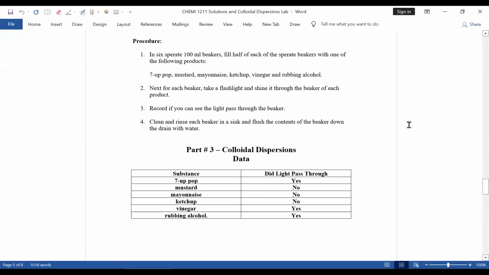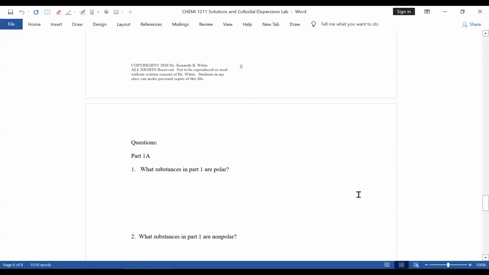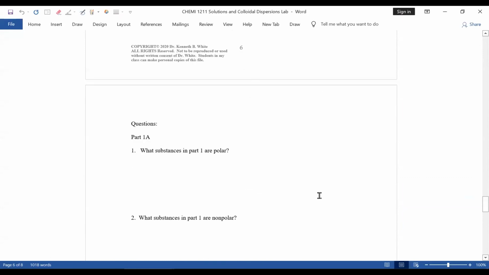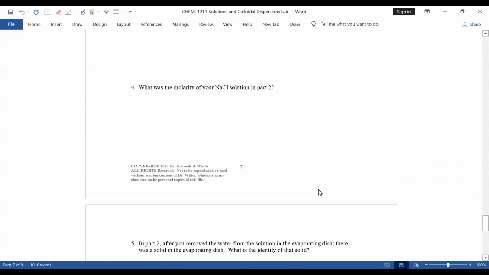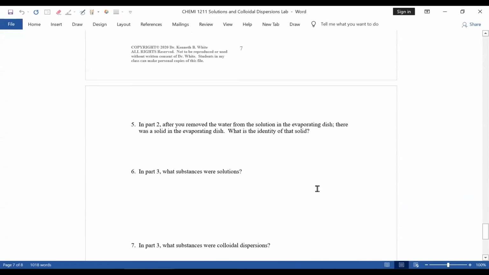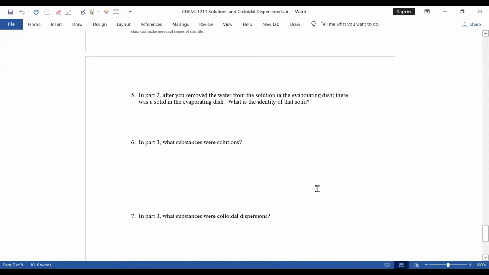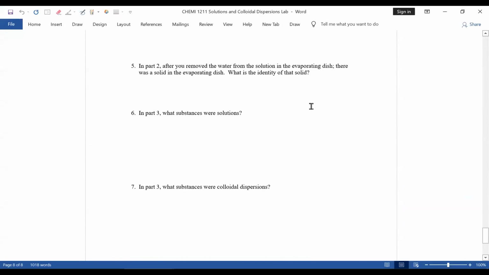And since you're not going to be able to do this in the lab, I've done it for you. And here's the results. The substance and the light pass through, yes or no. Now, for this lab, here are the questions at the end you need to answer along with the data for the molarity and upload this as a PDF file. And that's the lab. Any questions on the lab?